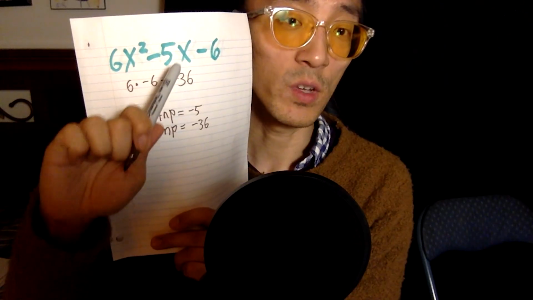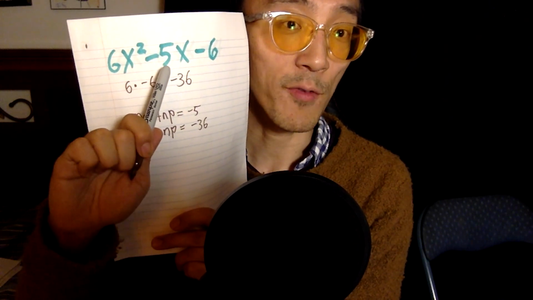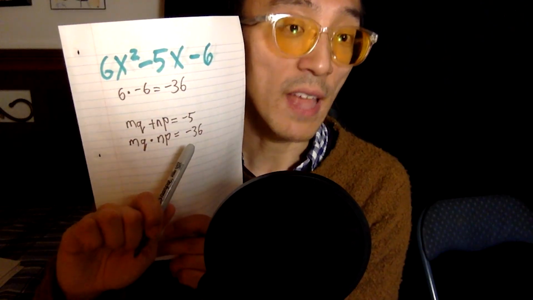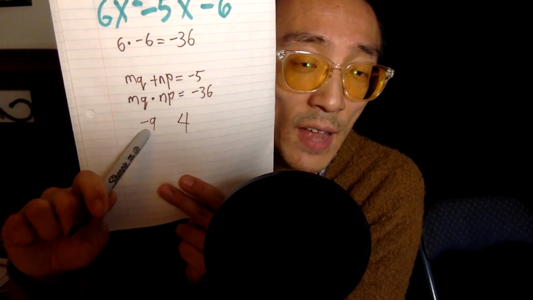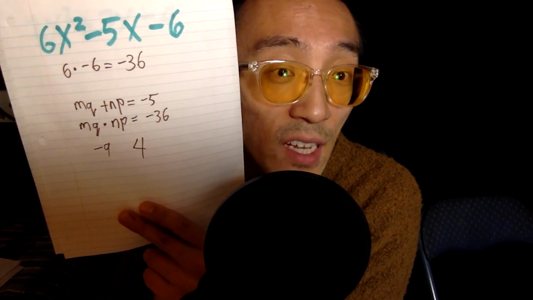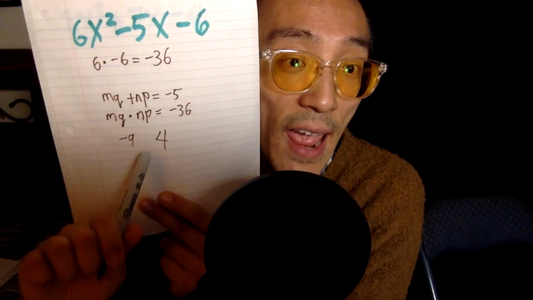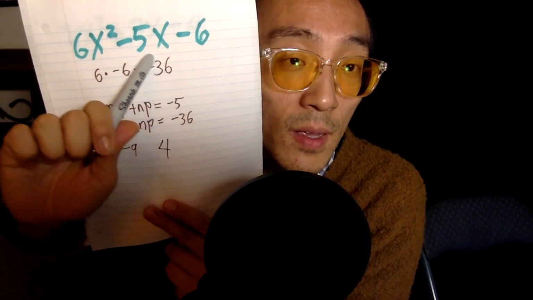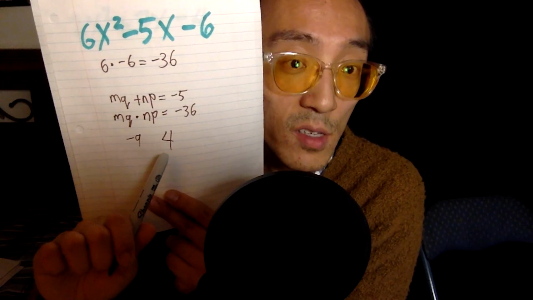So now we just have to figure out what numbers can add up to negative 5 and multiply to negative 36. This is the only step where we have to do a little bit of guess and check. After you do a little bit of guess and check, negative 9 times 4 equals negative 36. And if you add them together, you get negative 5. So now we can break this up into negative 9x plus 4x.